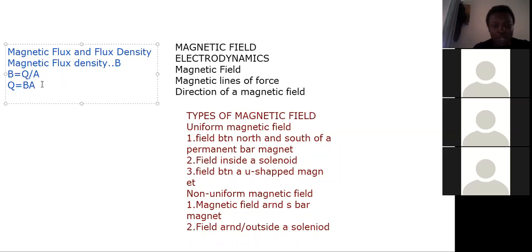Now let's consider the units. We are saying that the SI unit for magnetic flux density, which is B, is Tesla.